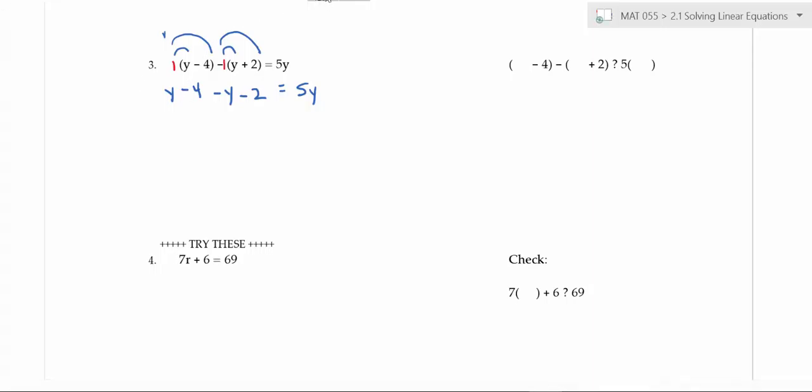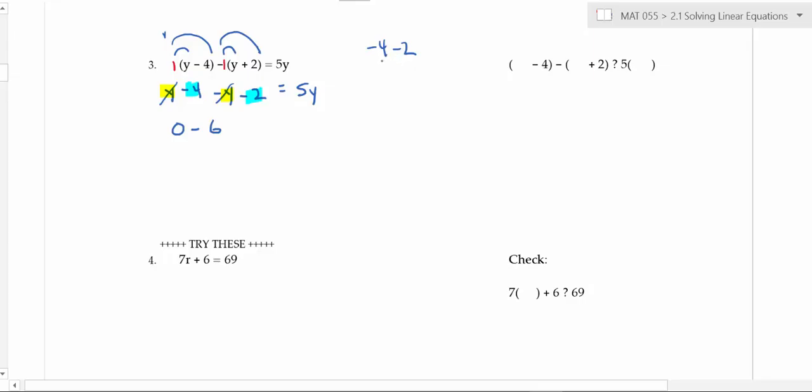Okay, now, collect like terms. The like terms are this and this, and this and this. Put them together. So when you do that, y minus y is 0. Negative 4 minus 2 is negative 6. Don't get your calculator out on that. That's silly to get your calculator out.